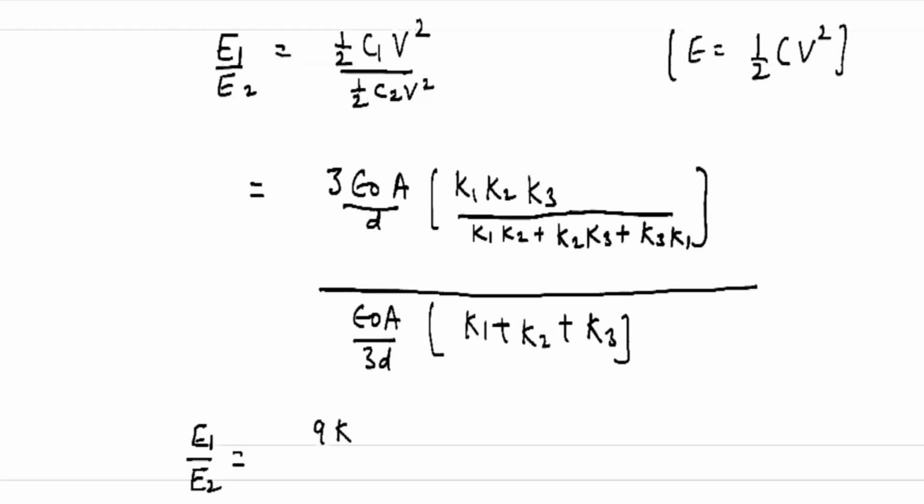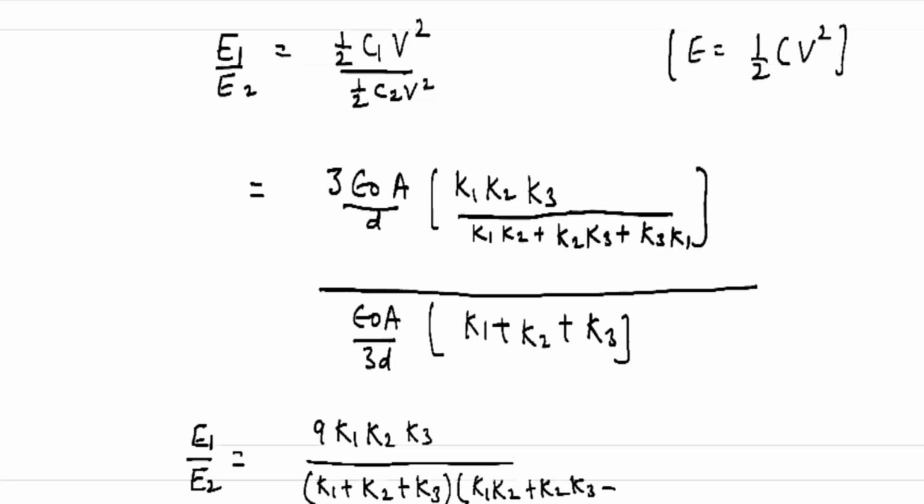Now the value of E1 by E2 will be equal to 9 K1 K2 K3 by (K1 plus K2 plus K3) times (K1 K2 plus K2 K3 plus K3 K1). So this is the ratio of E1 by E2, and this is our answer.